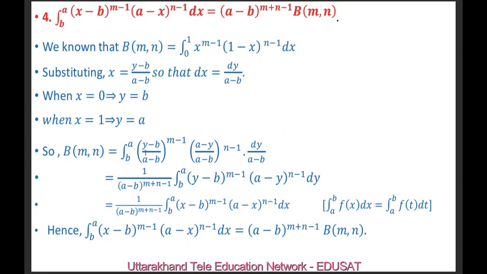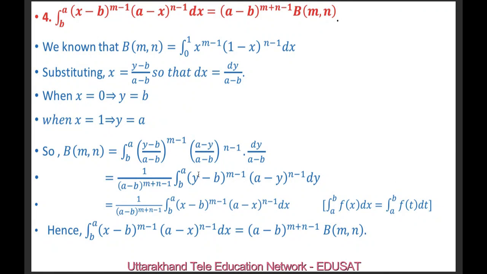So in the numerator we have (y-b)^(m-1), here (a-y)^(n-1), and this is dy. Now a minus b is in the denominator, and the power is m minus 1 plus n minus 1 plus 1, which is m plus n minus 1. Here the variable is y, and we know by the property of definite integral that we may replace the variable by any other variable. So the integral from a to b of f(x) dx is equal to the integral from a to b of f(t) dt.